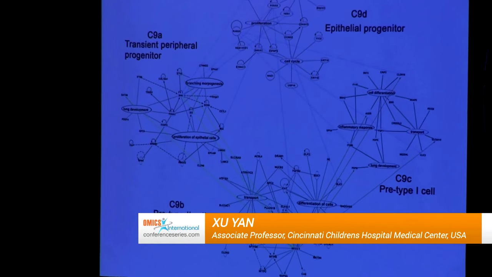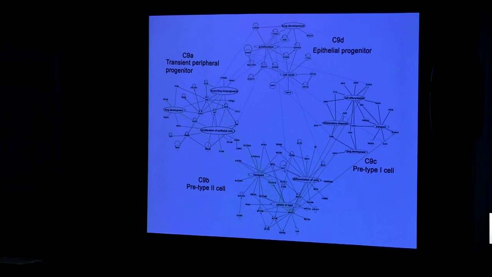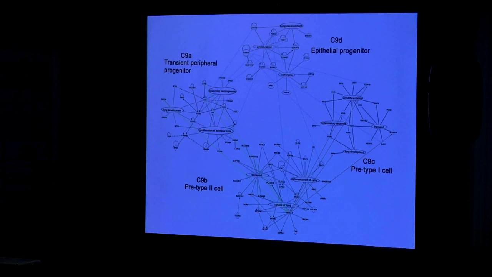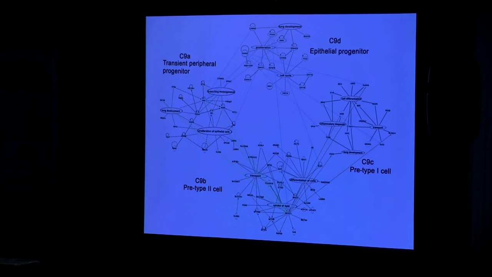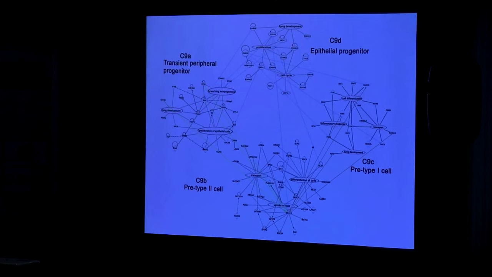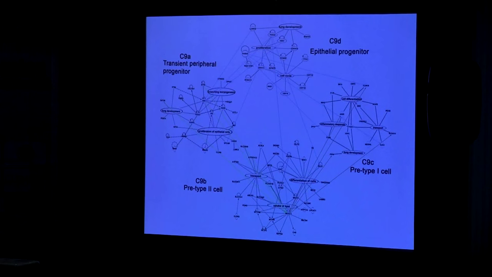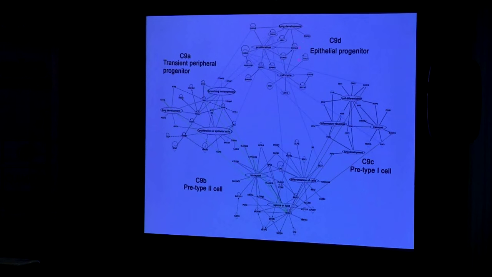indicating a relatively mature cell stage. And the C9C is a pre-type 1 cells, expressing many of the type 1 typical markers, and functionally involved in the fluid transport, inflammation, and limb development. C9D, we call the epithelial progenitor, which is FOXA2 positive. It's strongly involved in the regulation of cell cycle proliferation. And we can point out later why we call this one transient, and this one we hypothesize may be an adult stem cell.